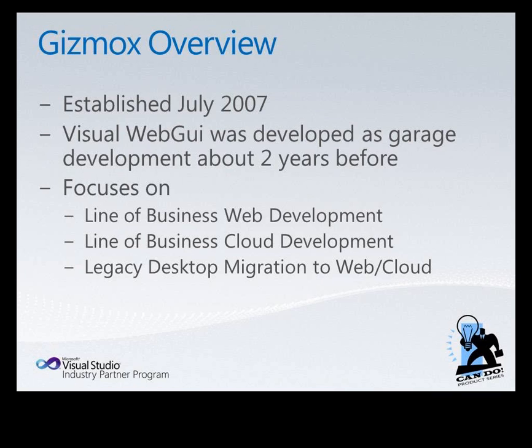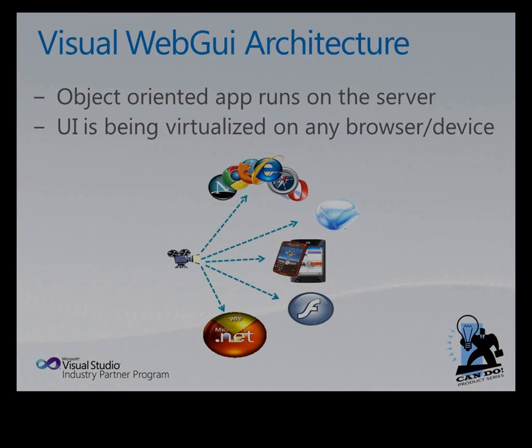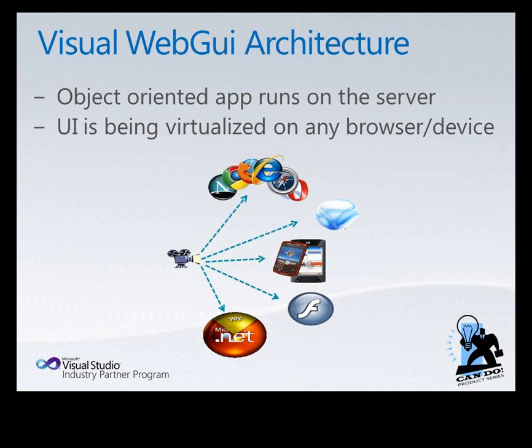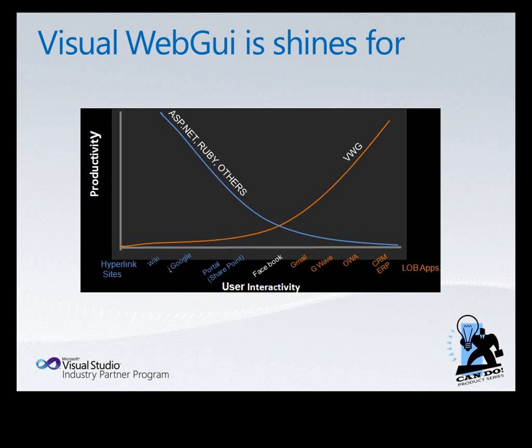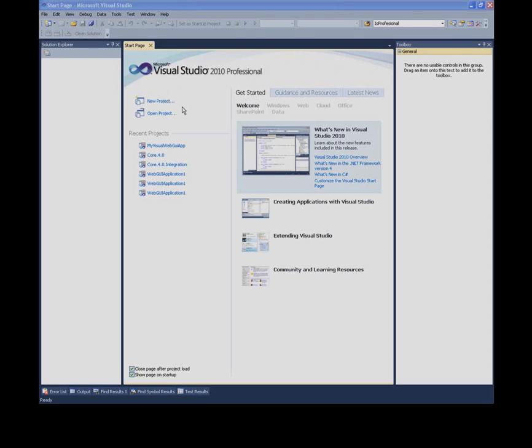Gizmox focuses on three major segments: web development, cloud development, and legacy desktop migration to the web or cloud. A unique architecture at runtime provides complete decoupling between the application logic and the UI rendering, making it possible to virtualize the UI to practically any device. Visual WebGui shines for highly interactive applications with large number of data transactions, providing the most mature desktop development paradigm to web development and a unique pipeline which optimizes data-centric applications and makes them almost as responsive as desktop.